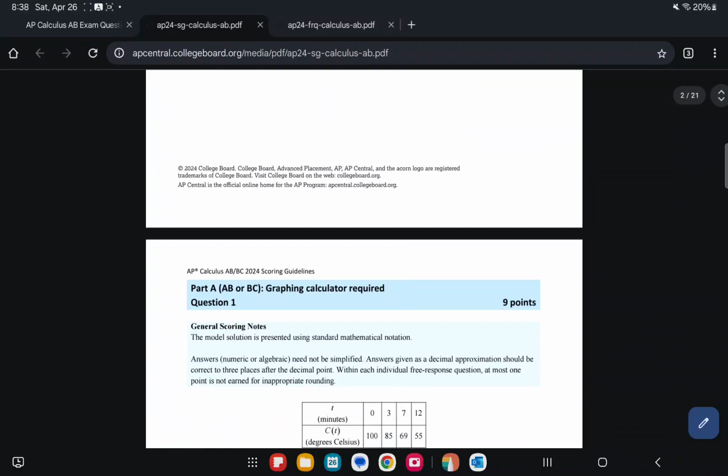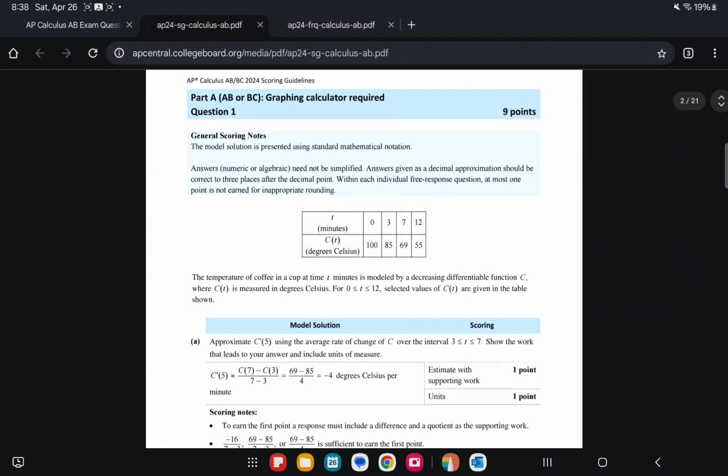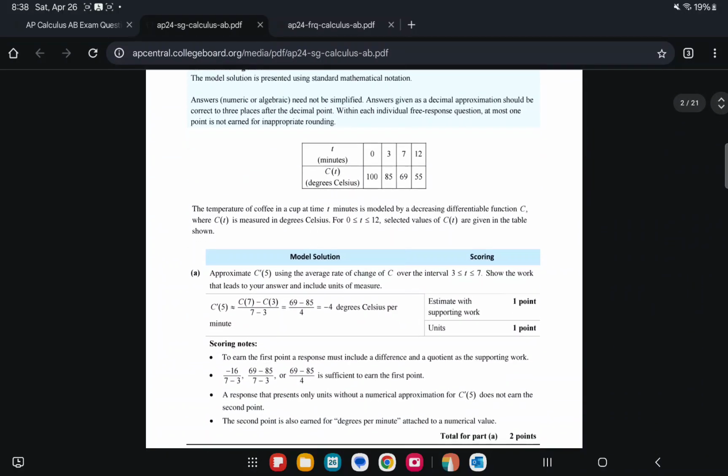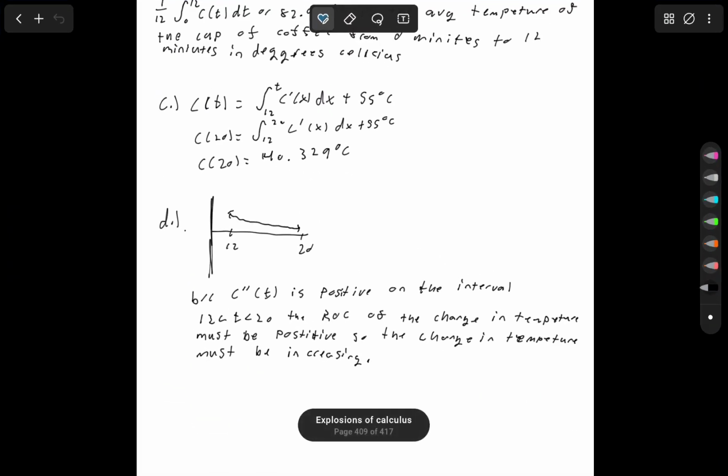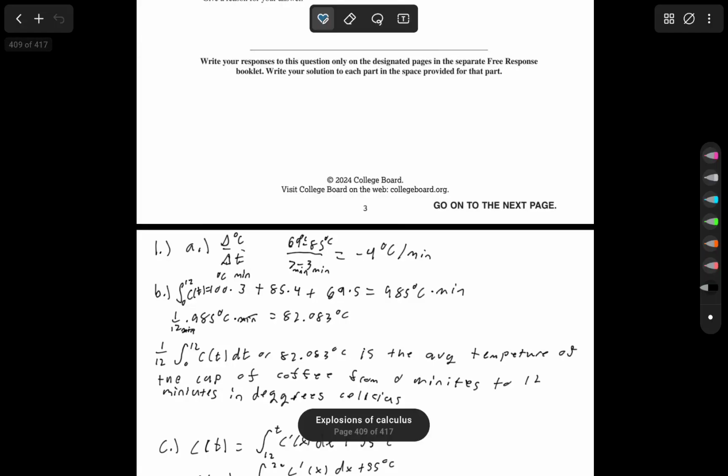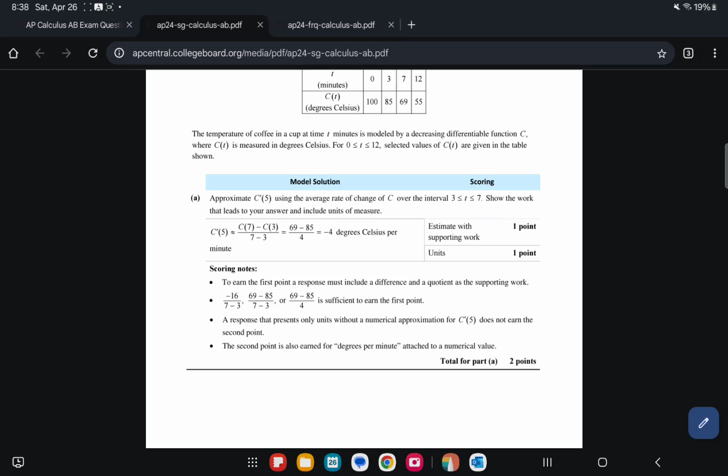And I've got all of the answers for question 1. So for question 1, we got -4 degrees Celsius per minute. All right, we got the -4 and we got the degrees per minute. So we get 2 out of 2 points.